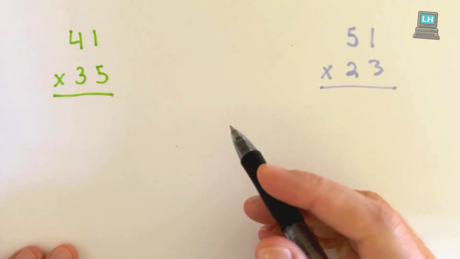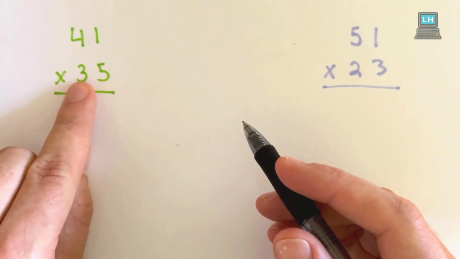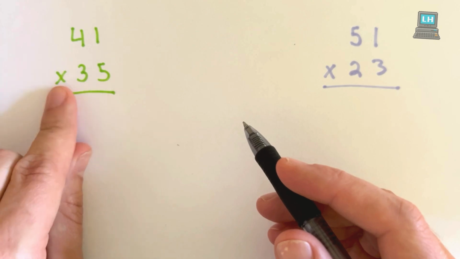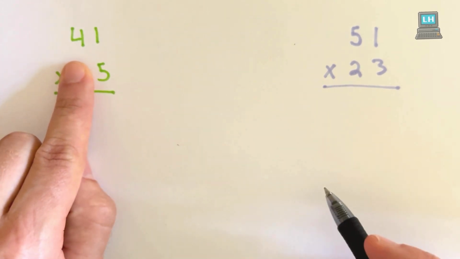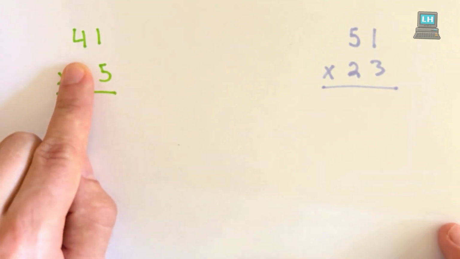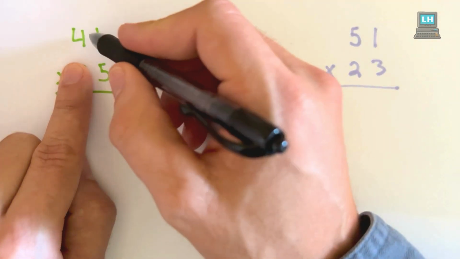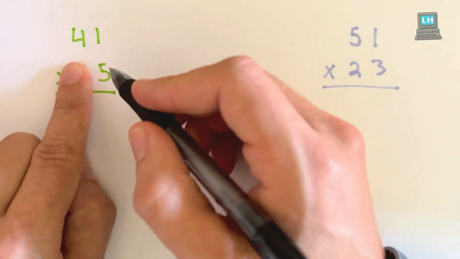So the first thing you want to do, what I teach my students, is cover up the number that's near the multiplication symbol. So really, I just treat this as 41 times 5. I guarantee you can do 41 times 5. If you're learning double digit, you can do this. Well, let's solve that.